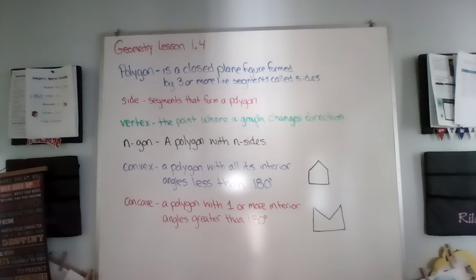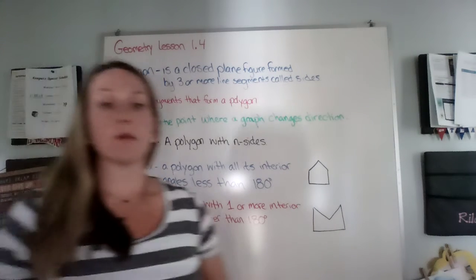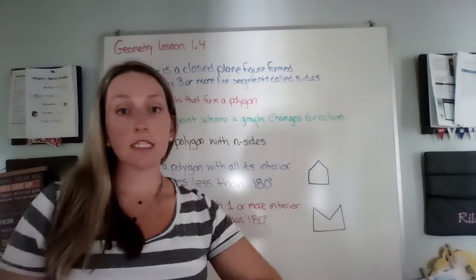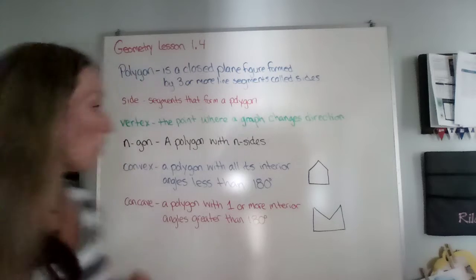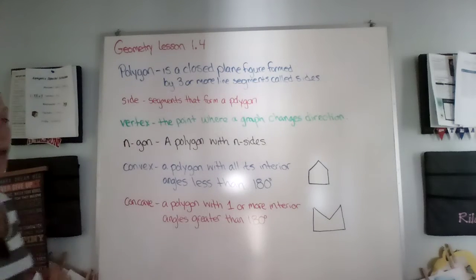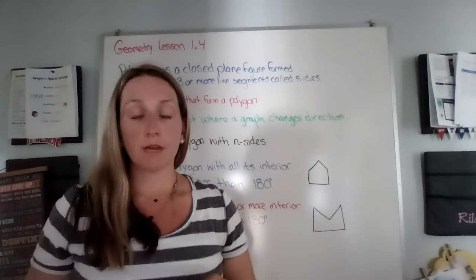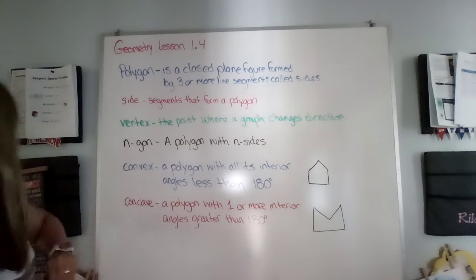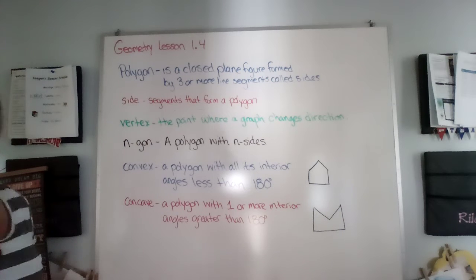N-gon, a polygon with n sides. So there are certain polygons that we learn the names of, like a three-sided polygon is a triangle, right? But we could also call it a three-gon. A five-sided polygon is a pentagon, right? But instead of a pentagon, you could call it a five-gon, and so on and so forth, all right?